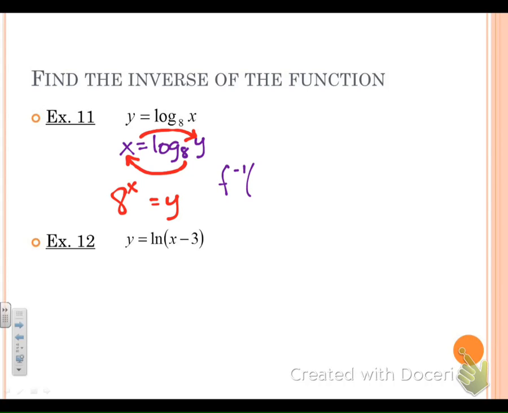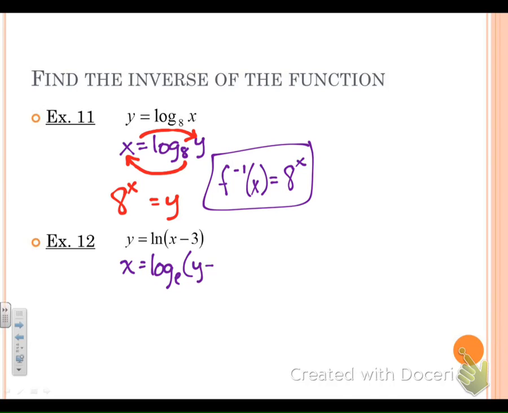f inverse is 8 to the x. Because if I call it y again, wait a second, y is equal to 2 different things. That might be a little confusing. So we'll say f inverse of x is equal to 8 to the x. Similarly, in this example, let's write natural log using log base e. So not only am I going to switch x and y immediately, I'm also going to rewrite natural log as log base e. So notice what I did. Switched x and y, and instead of natural log, log base e.